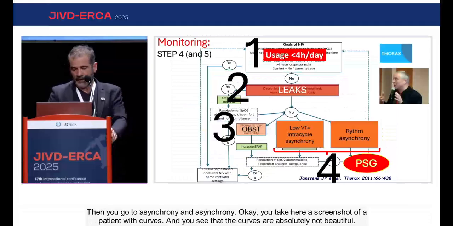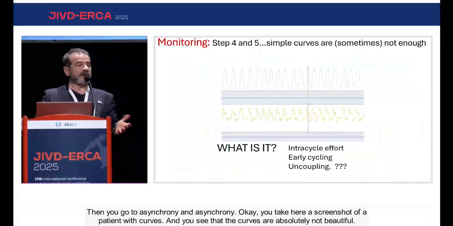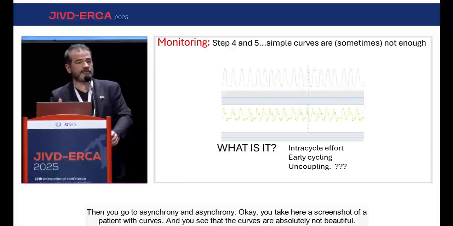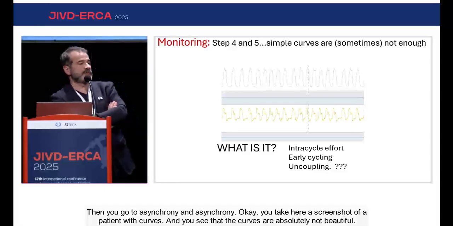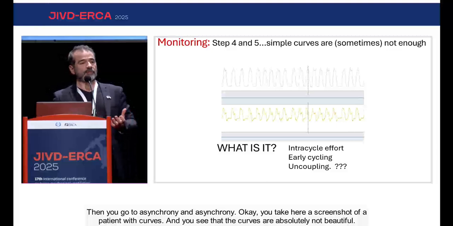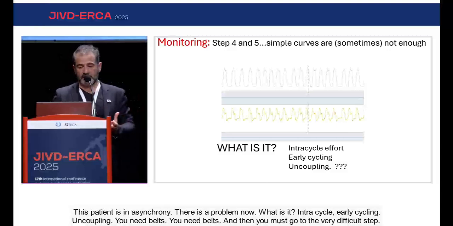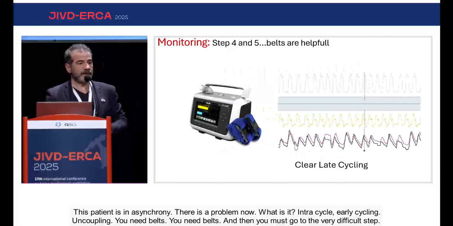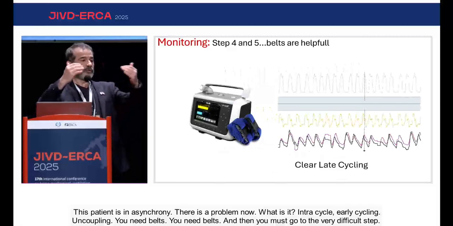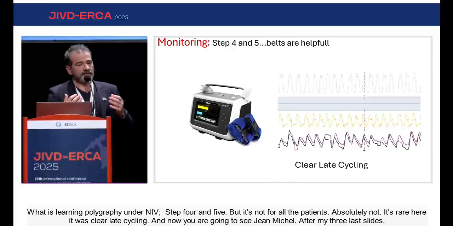And asynchrony, okay, you take here a screenshot of a patient with curves, and you see that the curves are absolutely not beautiful. This patient is in asynchrony. There is a problem. But what is it? Intracycle, early cycling, uncoupling. You need belts, and then you must go to the very difficult step, what is learning polygraphy under NIV, step 4 and 5, but it's not for all the patients, absolutely not, it's rare.